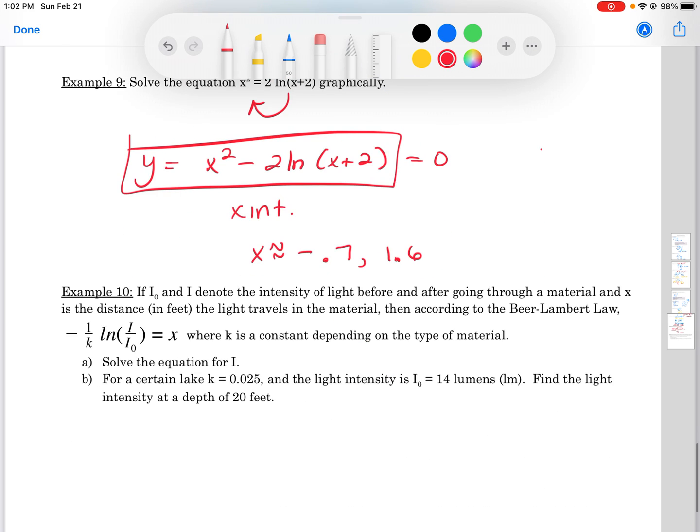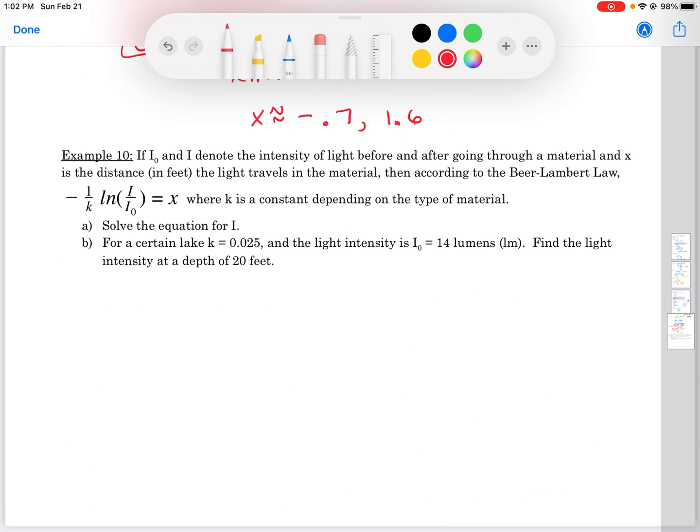All right. So sometimes we can have some word problems with these as well, but it's basically using the same kind of rules. So here we have I sub O and I, and these are the intensity of light before and after going through some material. X is going to be the distance in feet that light is traveling through a material, whether it's a prism or a window or whatever. So here K is representing a constant in this formula, and that's just depending on what the material is. So thicker materials or different kinds of materials are going to change that intensity, like, you know, if there's tint or not or something like that.